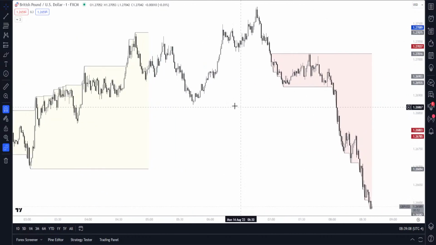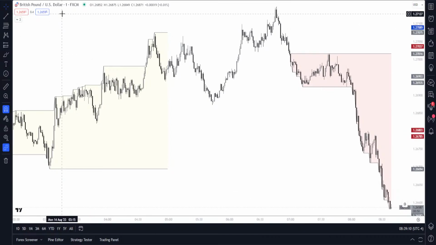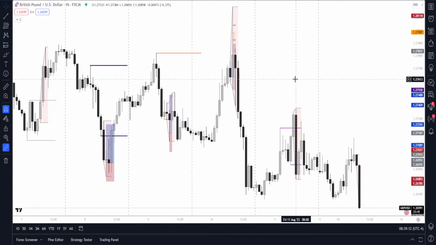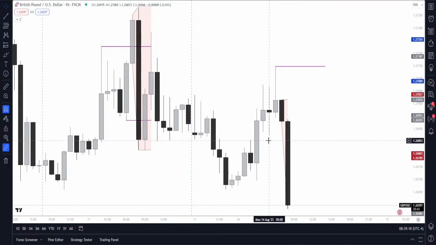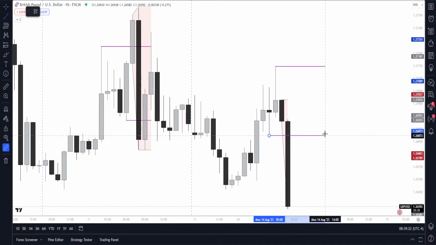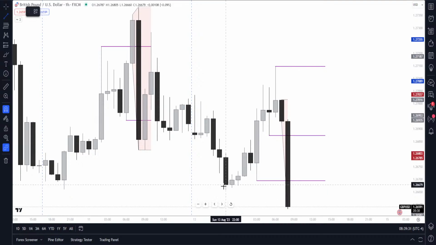Let's take a look at pound USD today. We'll start with the hourly. So before 7 we have the high, the swing high, and we have the swing low, which is right here. And you can also mark this one here. And that's it, because this one is before midnight, right?